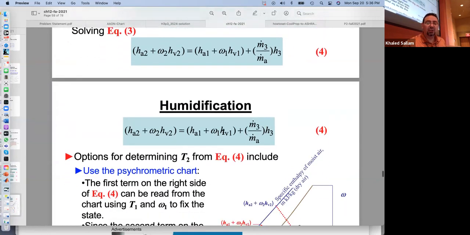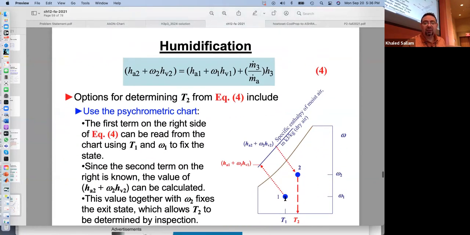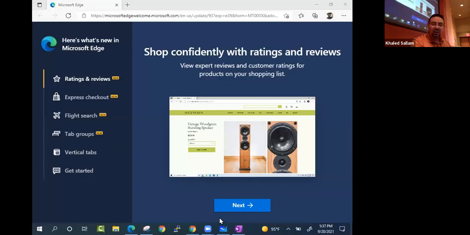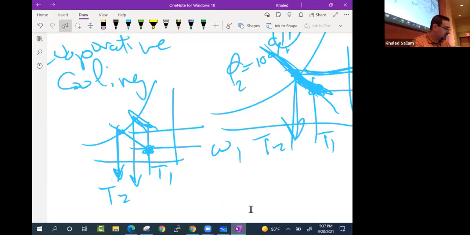Right? So this equation simply tells you that if you start from 1 to 2, the only way that T2 will be controlled is by H3. Okay? So I wanna tell you, graphically, the equation may be a little bit complicated, but graphically it's a piece of cake.